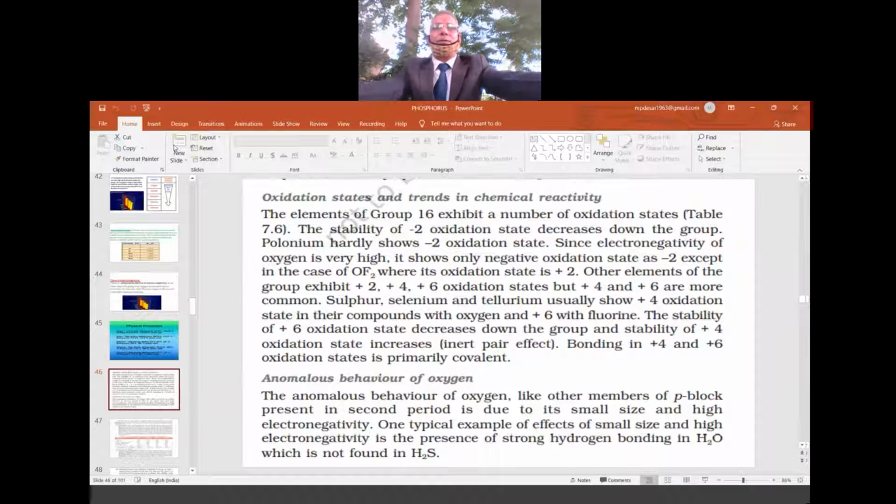Whenever it forms peroxide, that time it will change its ON. That time we will have -1. It is called the abnormal oxidation state of oxygen. That's why whenever we come across peroxides, they are slightly unstable compared to the other normal oxides. The best example is before us only: oxide of hydrogen, H2O, and hydrogen peroxide. We say oxide of hydrogen or hydride of oxygen.